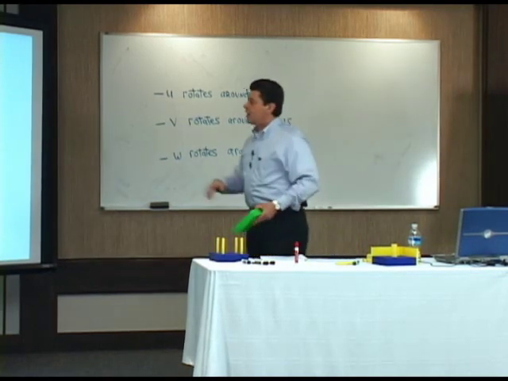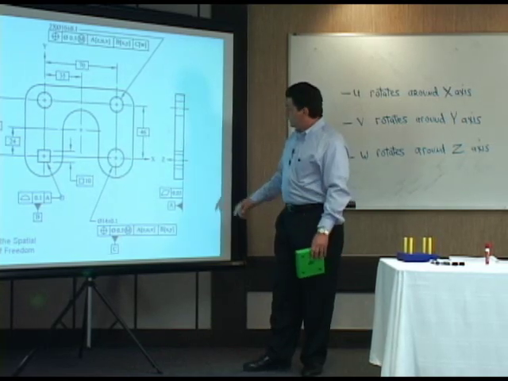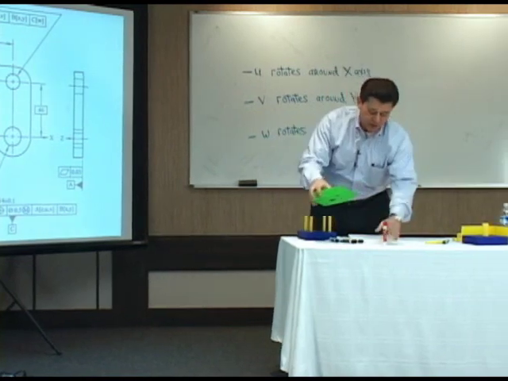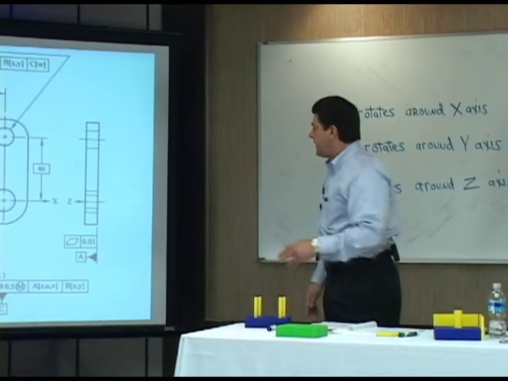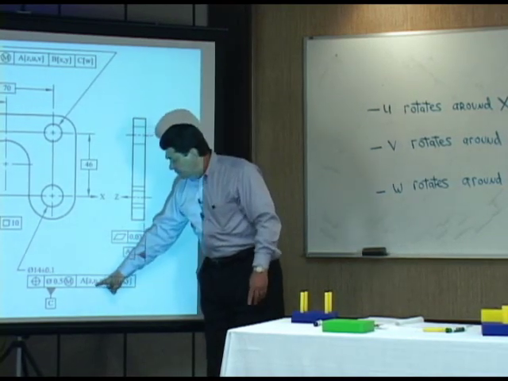Let's say that our part, which is of course not like this, but let's pretend that it is, we lay it down on the A datum, which is the underside of the part. Now, of course, what that means is that that A datum eliminates certain spatial degrees of freedom.